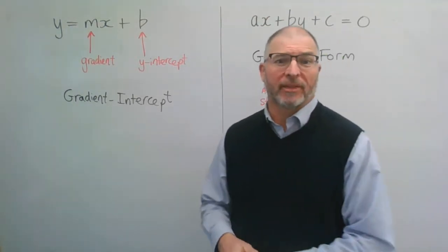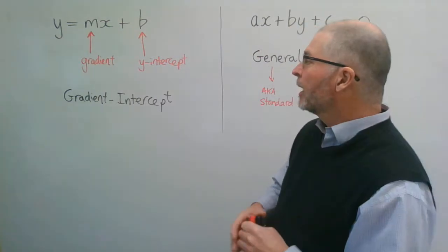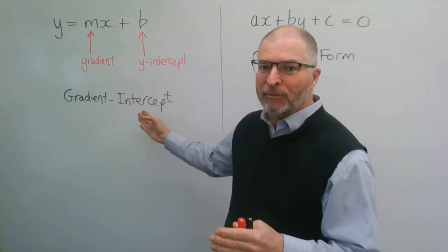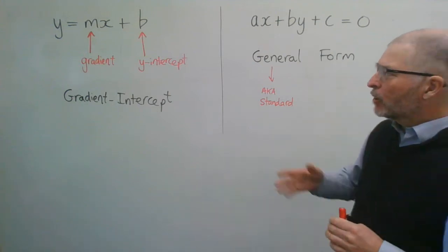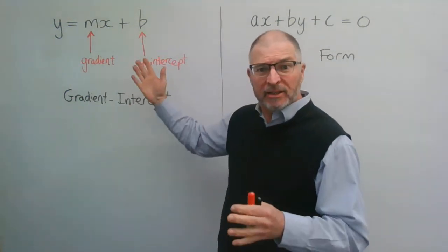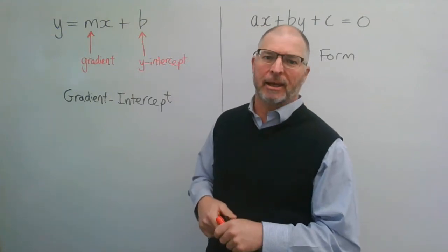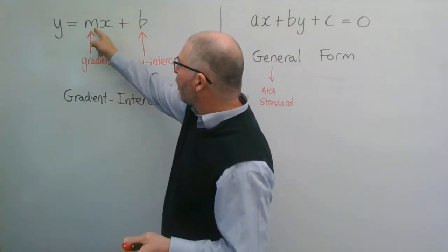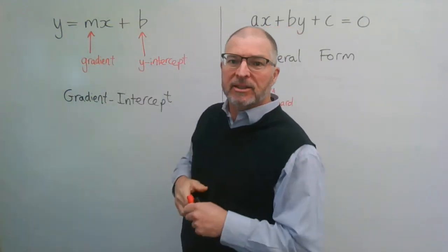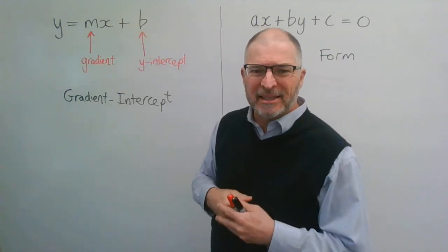There's a few ways to write the equation of a line, and the main two that we use are gradient intercept form and general or standard form. Gradient intercept form is written so you can just read off the gradient and the y-intercept where the line cuts through the y-axis. The number in front of the x here is the gradient, and the number at the end here is where it cuts through the y-axis.